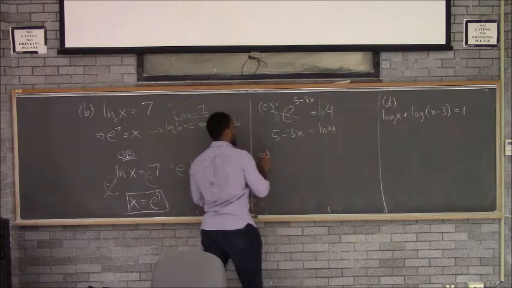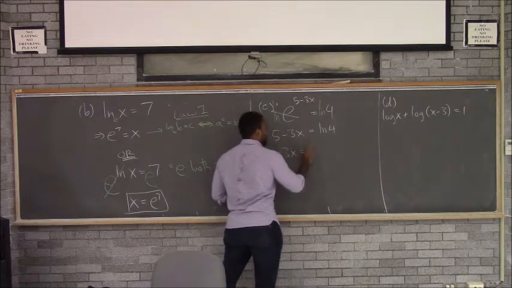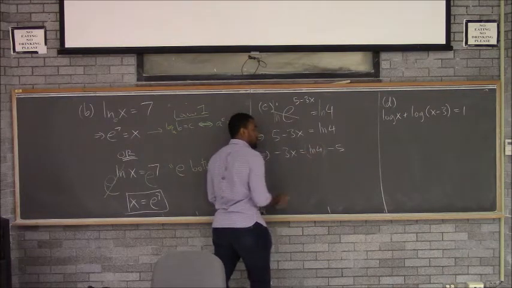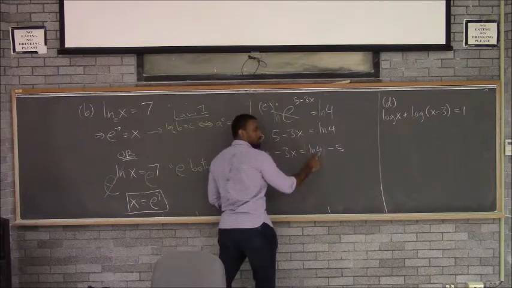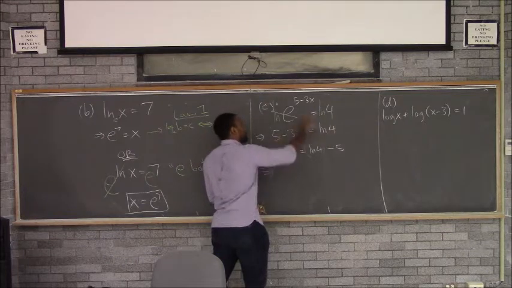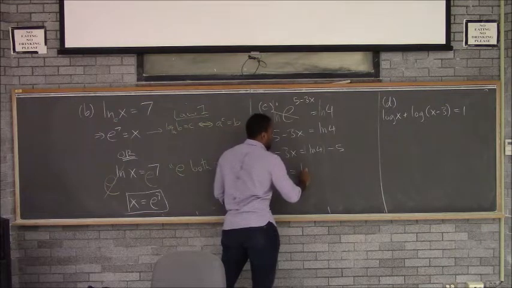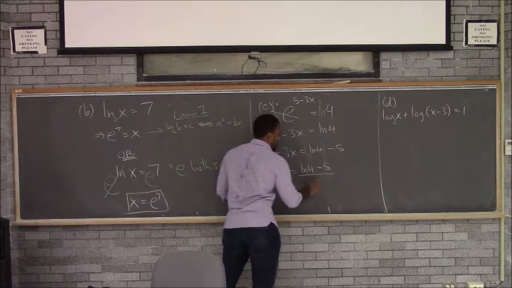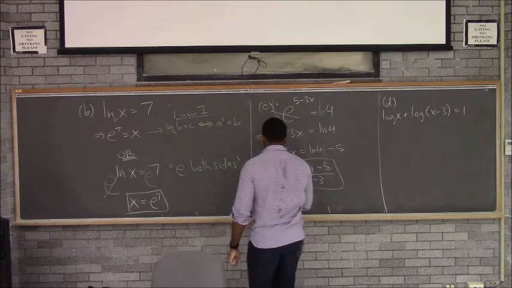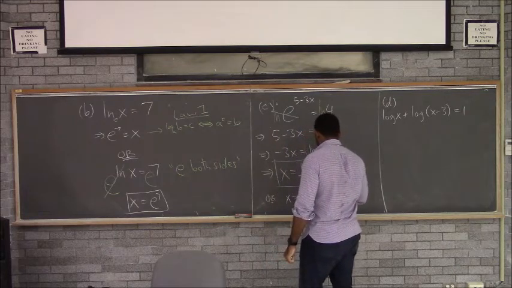By subtracting 5 from both sides, then dividing by negative 3. Notice that the ln 4 and the 5 are separate. You can't subtract the 5 from the 4. And then it's just an algebra problem at this point. Isolate the x is what we're doing, so we're going to divide both sides by negative 3. So that will be your answer, or you can rewrite it as something like 5 minus ln of 4 all over 3.